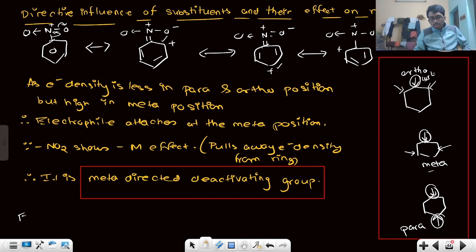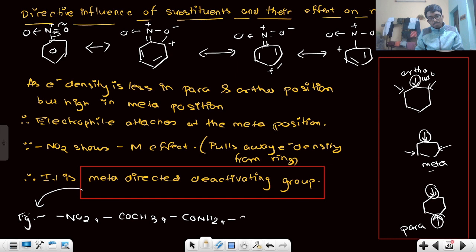Okay. So examples of meta directed deactivating group: NO2, that we have already seen. Other than that you have COCH3, CONH2, carboxylic acid COOH, aldehyde CHO. These are all meta directed deactivating groups. Understood? That was the effect of substituents on the reactivity.